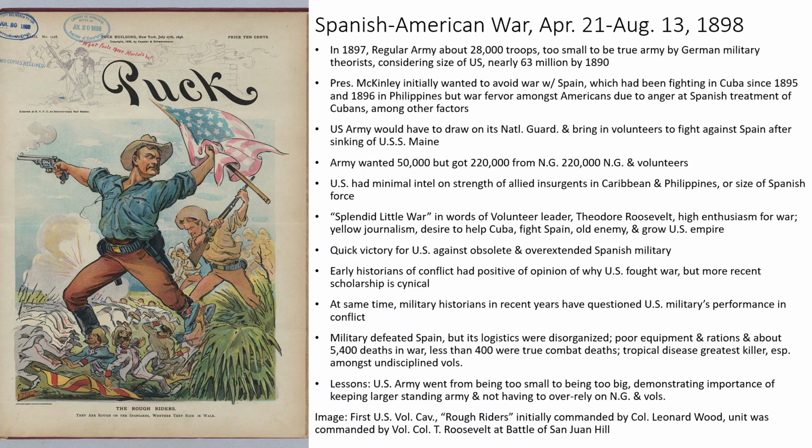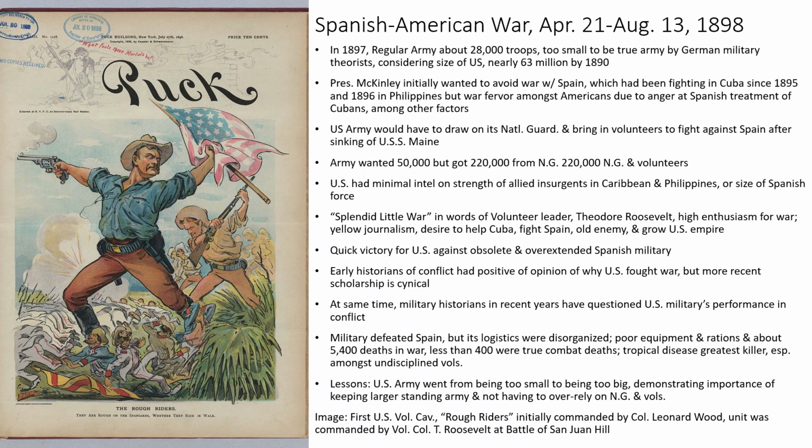But in the end, though, the U.S. does win very quickly because the Spanish military is overextended and many of their technologies are obsolete, especially when it comes to artillery. And in the beginning, this war, with its quick victory, was seen as a sign of American supremacy, American superiority. You might even say American racial supremacy, perhaps, as well. You might make that argument. As time goes on, though, historians have gotten more cynical. They argued this was an example of imperialism, of racial and ethnocentric motivations.